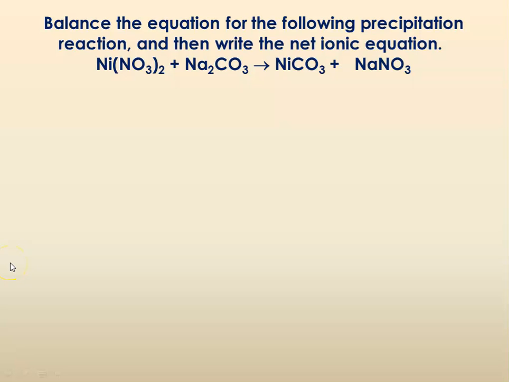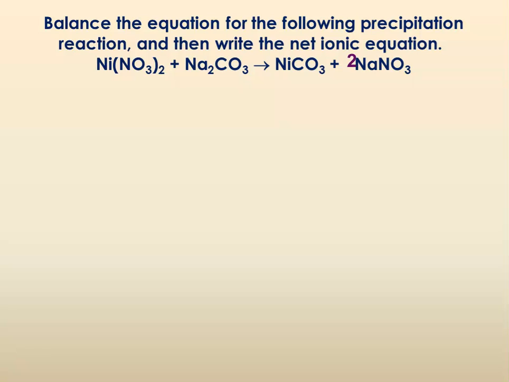So here we have an equation with Ni(NO3)2 and sodium carbonate, Na2CO3, reacting to form nickel(II) carbonate, NiCO3, and sodium nitrate, NaNO3. So first thing we need to do is to balance this equation. We have Ni, one of each on both sides, but we have 2 nitrates on the reactant side, and we only have 1 on the product side. So we're going to put a 2 in front of NaNO3. That's going to help us out with the sodiums on both sides, and we have 1 carbonate ion on both sides. So now we have a balanced equation.